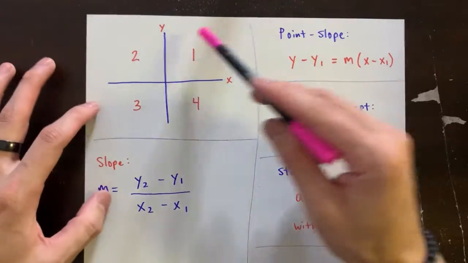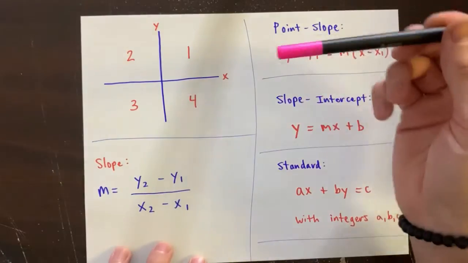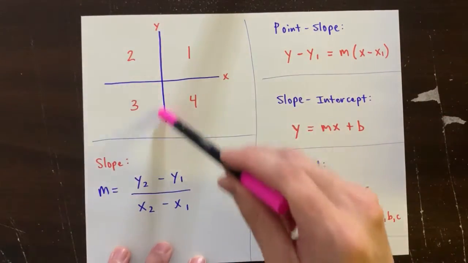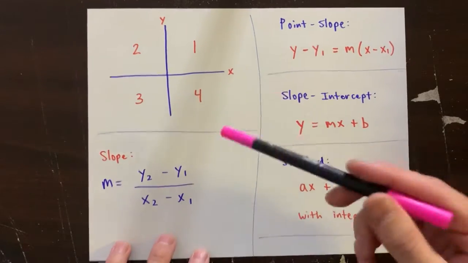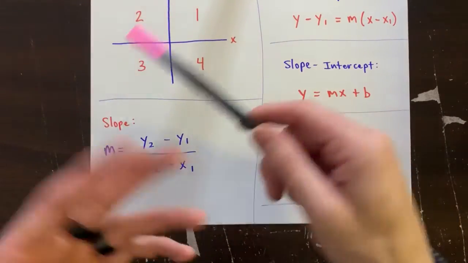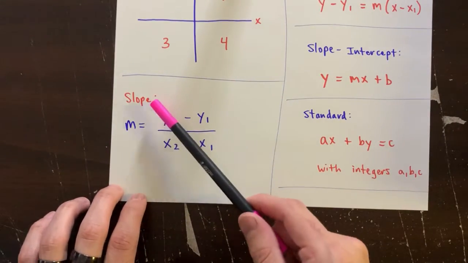So we can recall the X and Y axis where we have quadrants 1, 2, 3, and 4 in that order, where this axis is called the X axis, and then we have the Y axis. And then recall that if you have 2 points on the XY axis, that you can find the slope between those 2 points based on this pattern here.